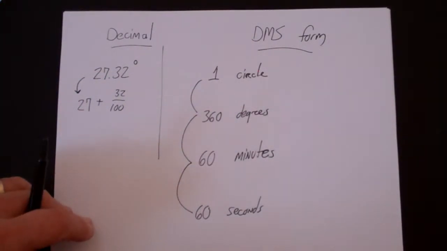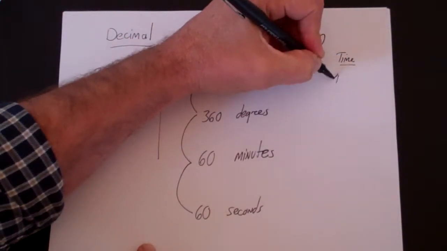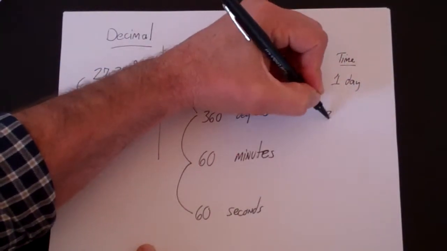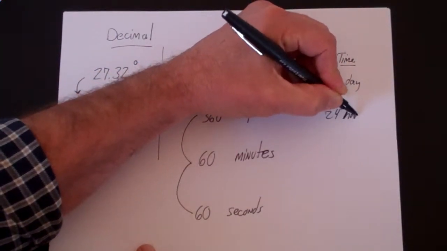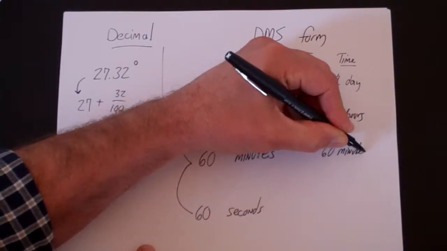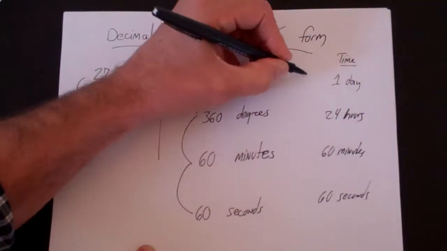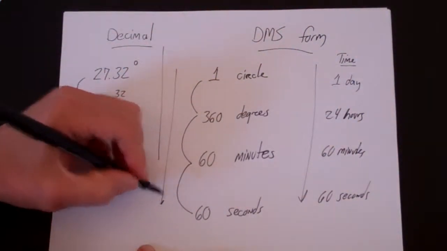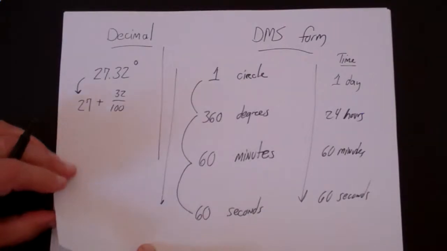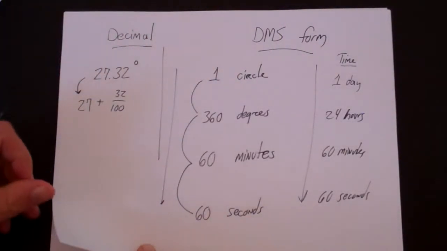This is very much like time on a clock. Think about time, what do we have? We have 1 day, 24 hours, 60 minutes, 60 seconds. That's how we divide a day up. This is how we divide a circle up. What you're going to be asked to do is simply to convert between the two. So let's do an example.